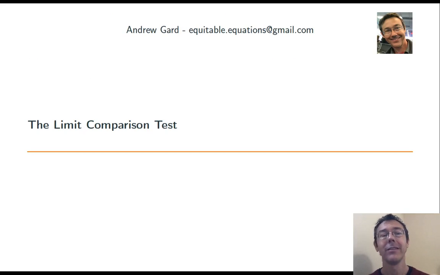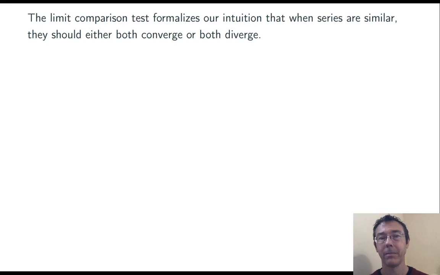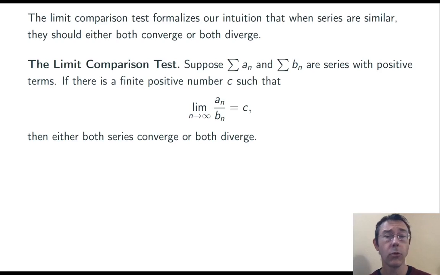Hey everybody. Today we're doing the limit comparison test. This test just formalizes our intuition that when two series are very similar, they should either both converge or both diverge, even if one is a tiny bit larger or smaller than the other. Here it is a bit more formally.